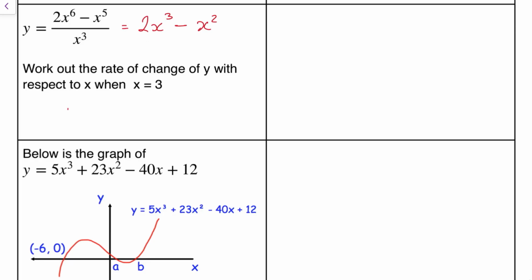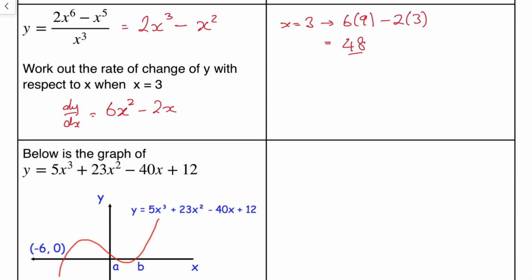So write down dy/dx is equal to bring down the power, which is 6, take away 1 from the power, bring down the power, take away 1 from the power. That has given me my gradient function, and then it says what is the rate of change or gradient when x equals 3. So I'm going to write x equals 3, which implies 6 times 3 squared. Well, 3 squared is 9, so that's 6 times 9, minus 2 times 3, which is the same as 54 minus 6, sorry, can't do maths, which is 48. Got there.